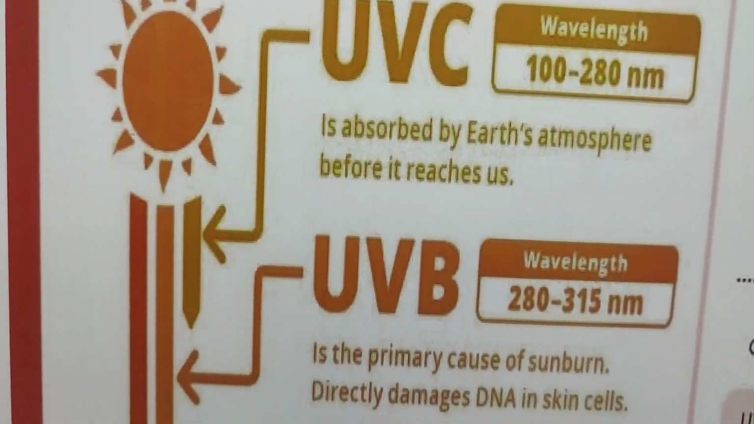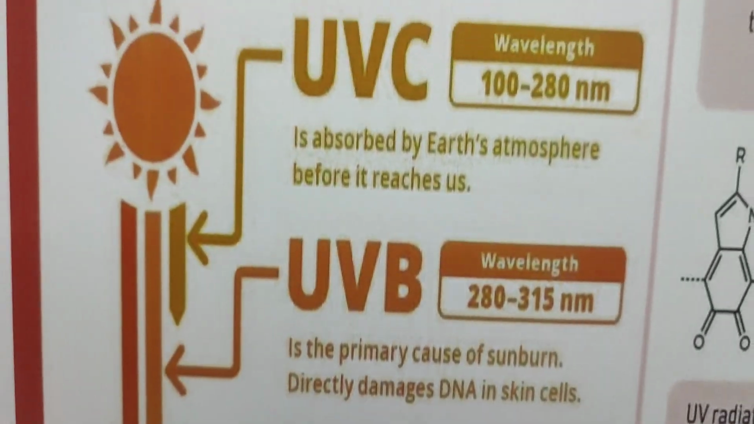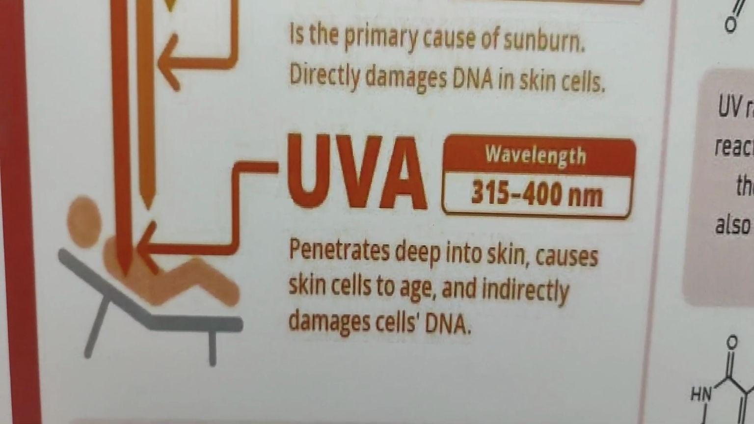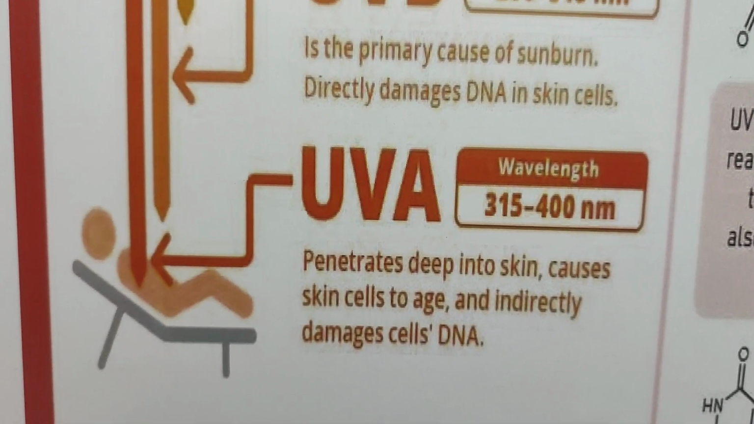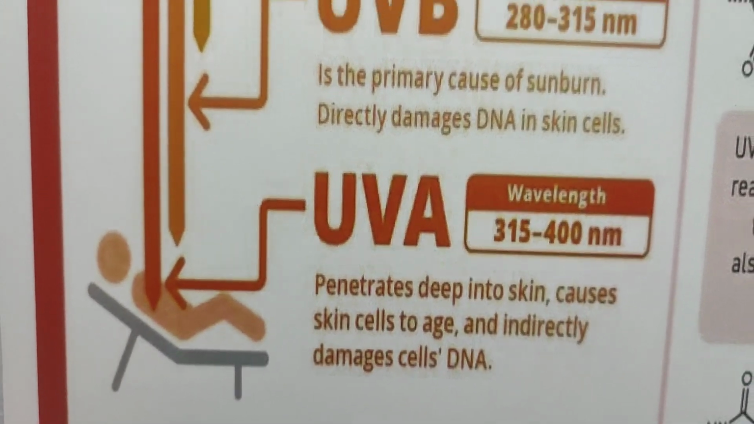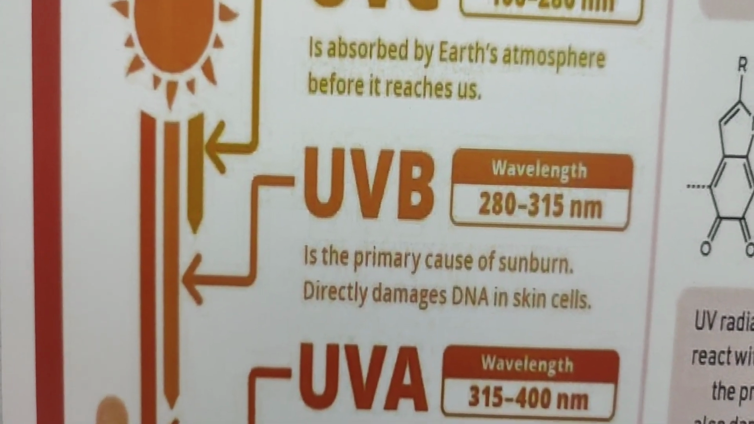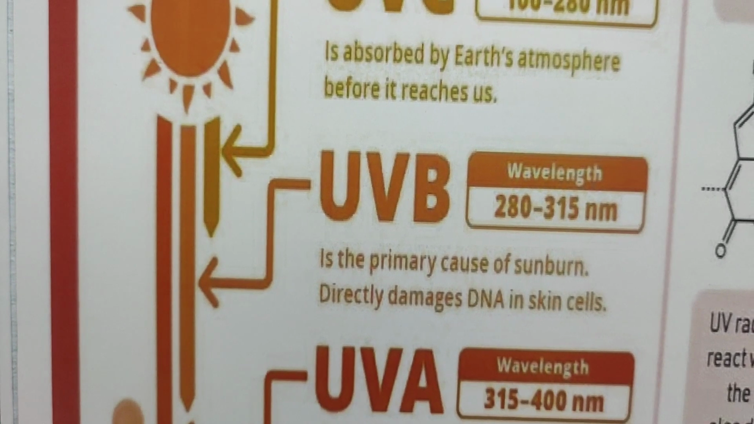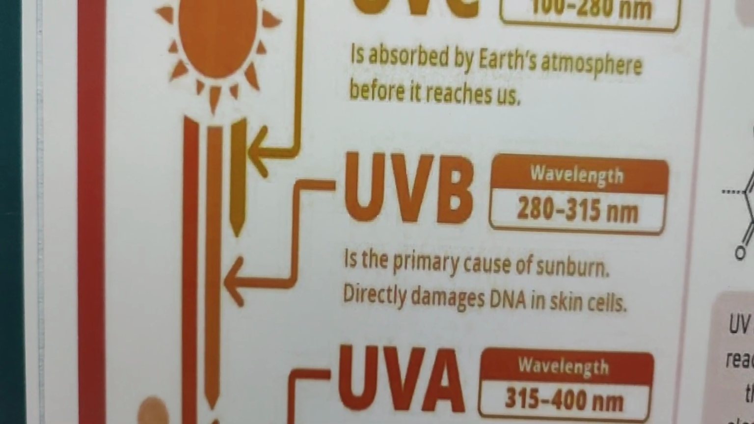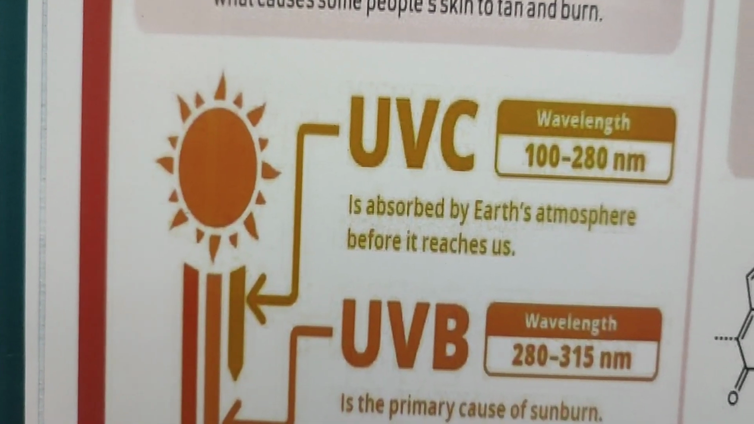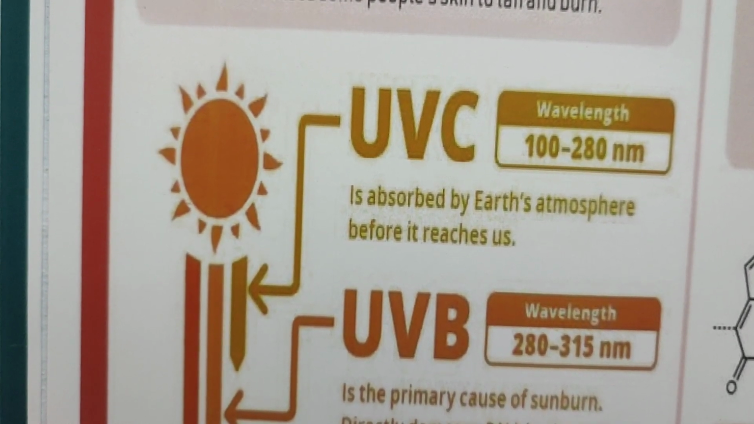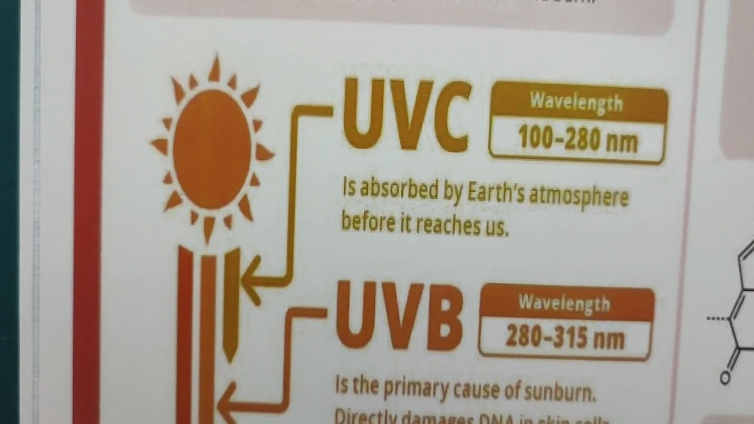As you can see, these are the wavelengths. Let's talk about UVA first. The wavelength is 315 to 400 nanometers and it penetrates deep into skin, causes skin cells to age and indirectly damages cells' DNA. Then UVB, which has a wavelength of 280 to 350 nanometers, is the primary cause of sunburn. It directly damages DNA in skin cells. Then we have UVC, which has a wavelength of 100 to 280 nanometers and is absorbed by the Earth's atmosphere before it reaches us.